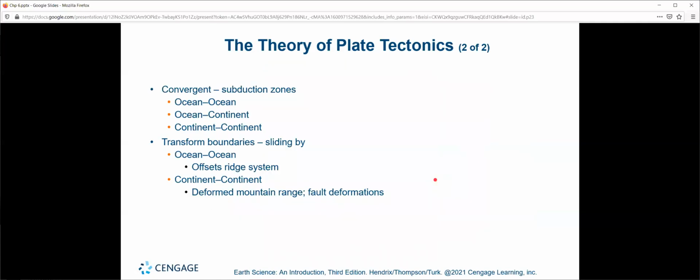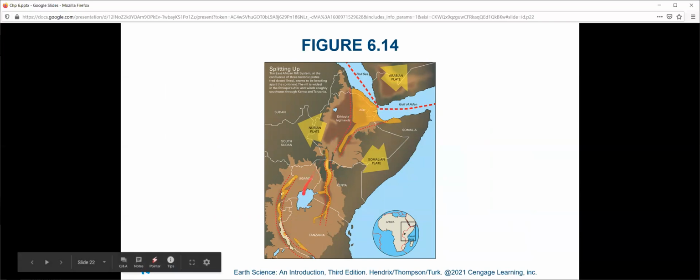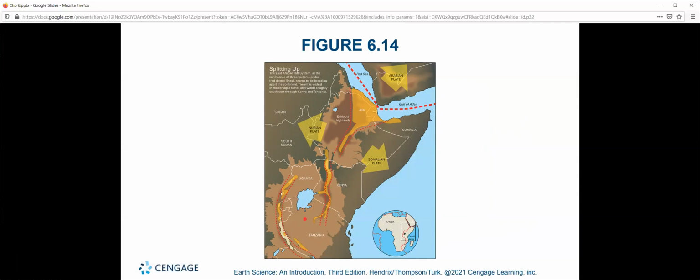And that is exactly what's going on right here. The Red Sea is being opened up. The Gulf of Aden is being opened up. And all of this area here on the Horn of Africa is being ripped open, forming literally a new sea. Africa is being cleft in half.